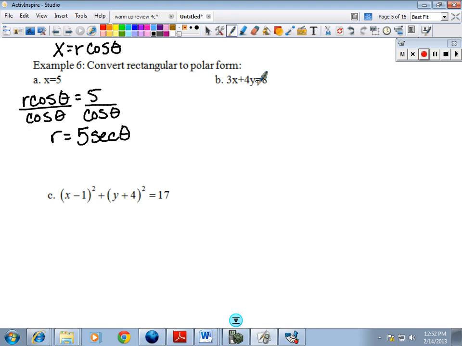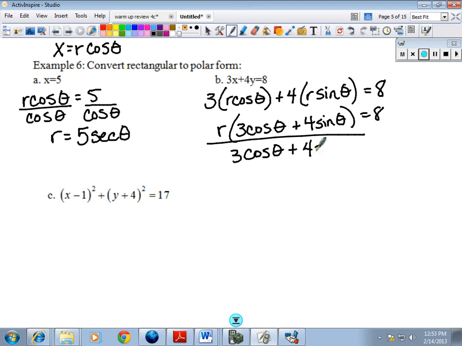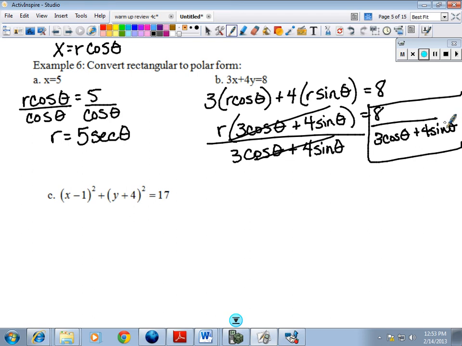This one's a little more tricky. Everywhere there's an x, I'm going to put r cosine of theta. Everywhere there's a y, I'm going to put r sine of theta. And then I need to solve for r. I don't necessarily have to distribute. Can I factor out an r? I'd have 3 cosine of theta plus 4 sine of theta equals 8. And I divide both sides by 3 cosine of theta plus 4 sine of theta. Yes, and I'm aware that I skipped example 5. There was no example 5. It's okay. So there is my r equals this.